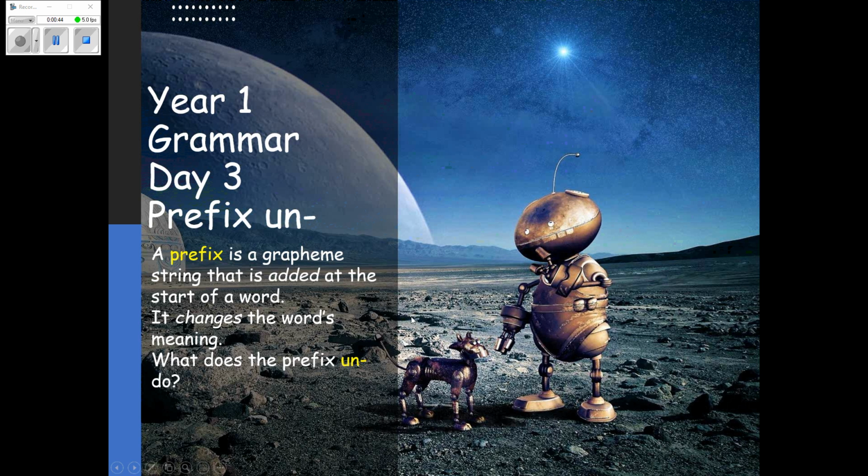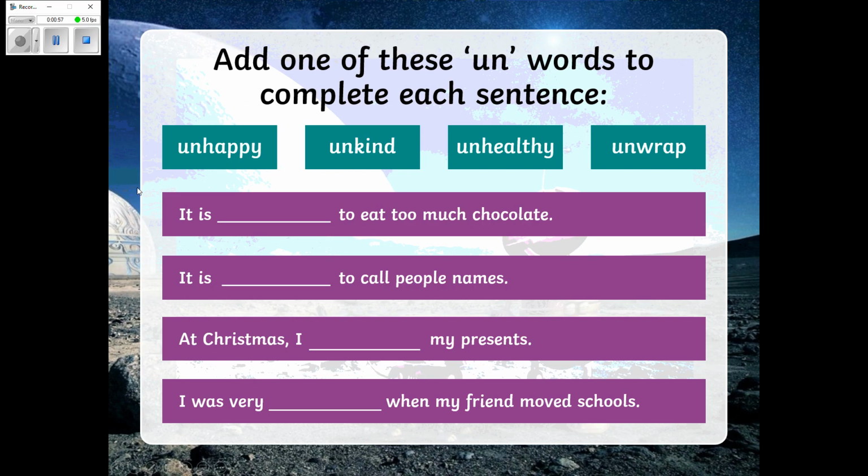Brilliant, Year 1. I knew you'd remember. Un makes the word mean the opposite. So for example, untrue means not true. Okay, today's task that the robots would like you to do is to add one of these words to complete the sentence so it makes sense.